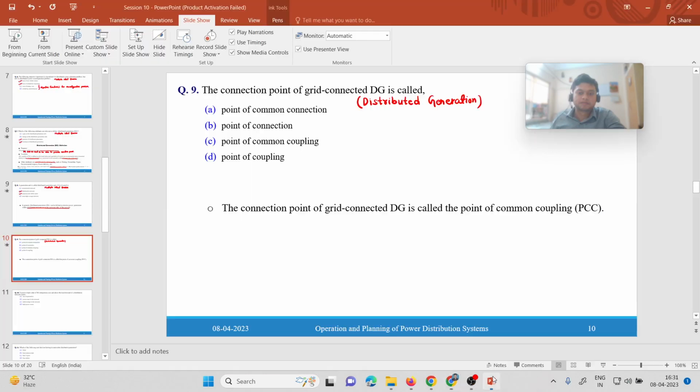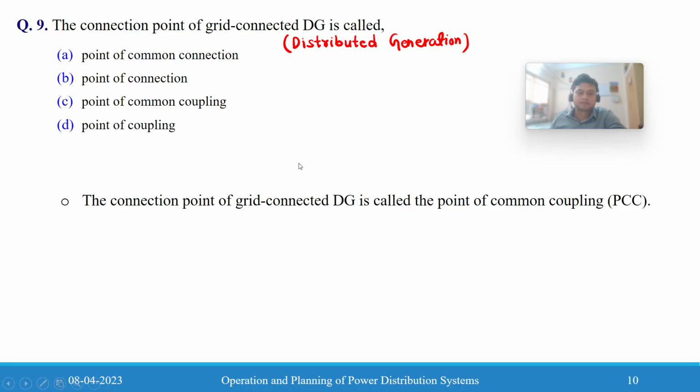Yes. C is the correct option, point of common coupling. We know that it's PCC. So Pedro, D is not the correct answer, C is the correct answer. So the connection point of grid connected DG is called the point of common coupling. It is also defined as the point where ownership changes from utility to customer. So if you want to write, then you can also write in this way.